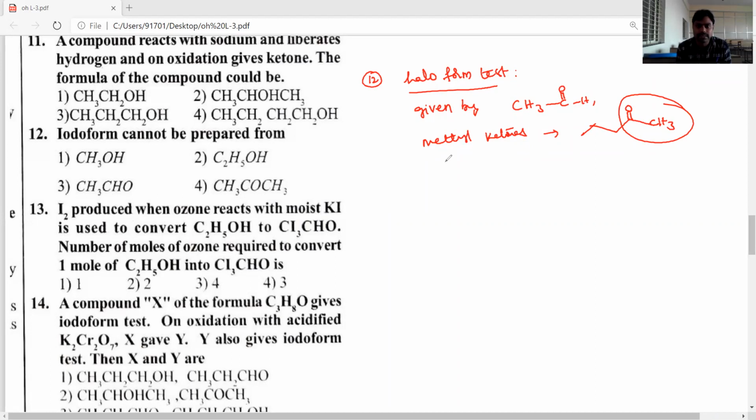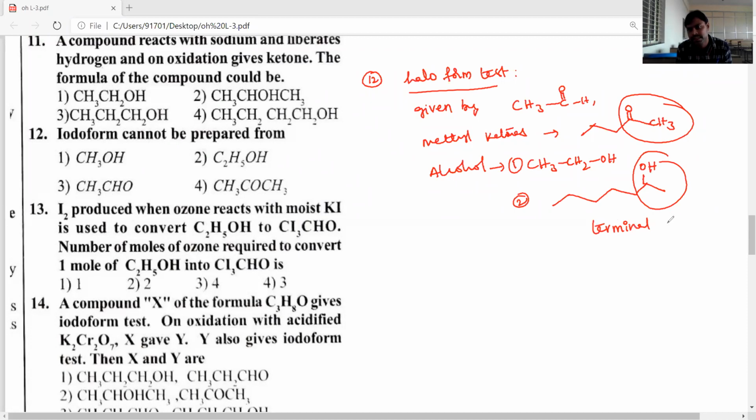Next, among alcohols, ethyl alcohol, which we already did in this application, and the second one is terminal secondary alcohols. These give the haloform test. If the halogen is chlorine, it is called the chloroform test; if bromine, the bromoform test; if iodine, the iodoform test. Among these, methyl alcohol does not give it; the remaining ones will give it. So your answer is the first option: methanol does not give the iodoform test. Let's see the 13th question.